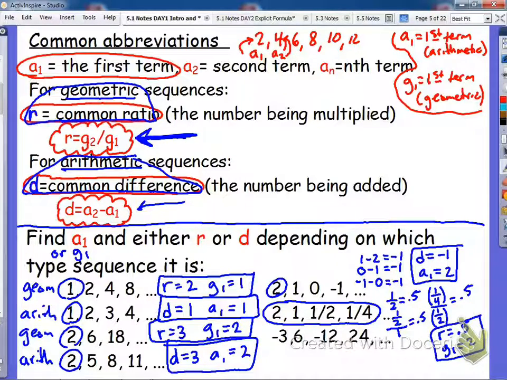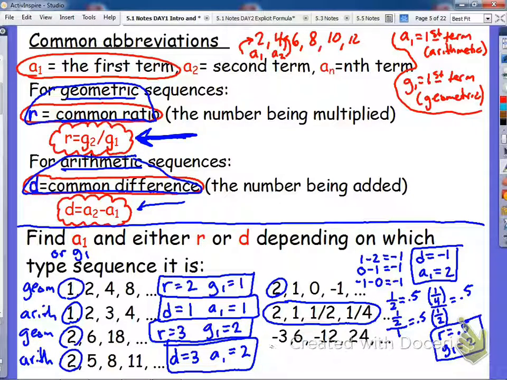Here, let's go ahead and do this third problem. -3, 6, -12, and positive 24. How do I get the next number? What am I doing here? Yes? You are multiplying by -2. Is everybody with me on this? Okay, I'm not adding the same number each time. That wouldn't work. I'm multiplying by -2.